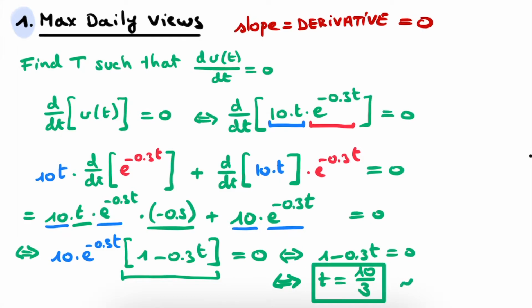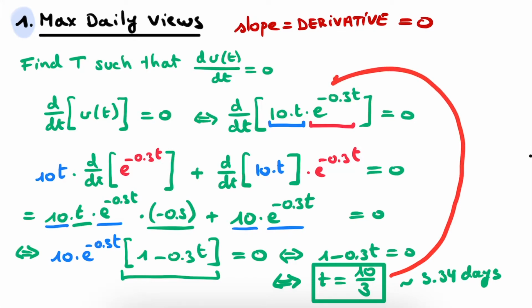And we know that this is roughly 3.34 days after release that we actually reach the peak of our daily views, and therefore the peak of our revenue. Now, if we want to know the actual number of views at this specific time step, so the maximum number of momentary views, then we simply plug this number, t equals 10 divided by 3, into our function which describes the number of views.